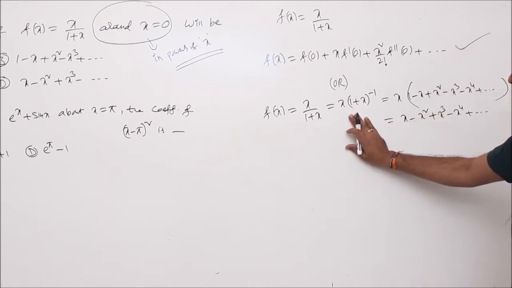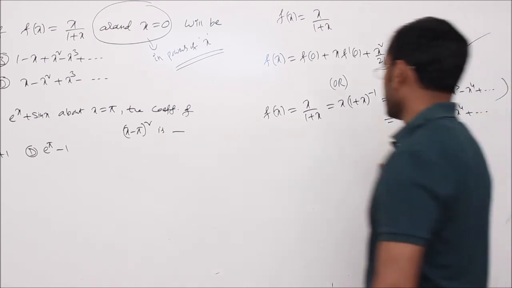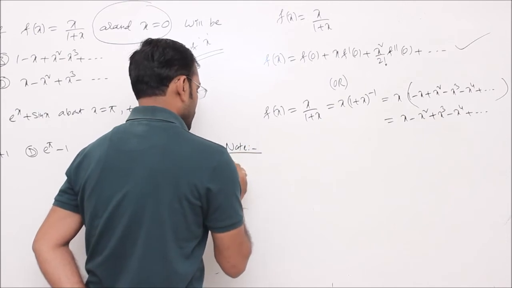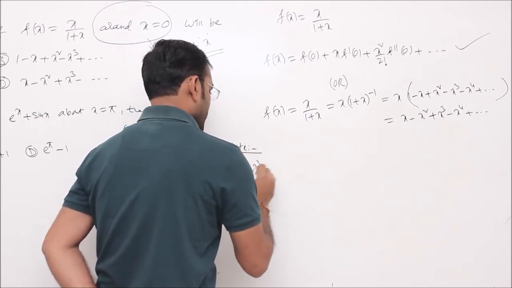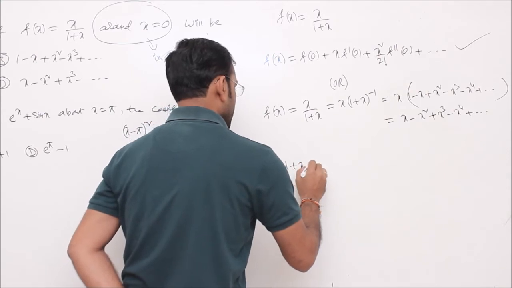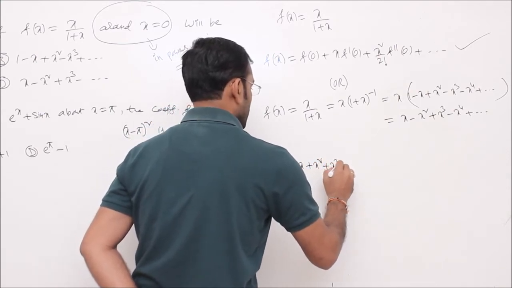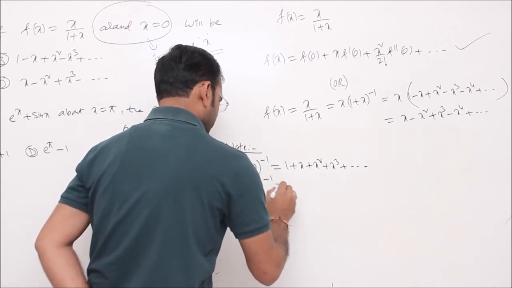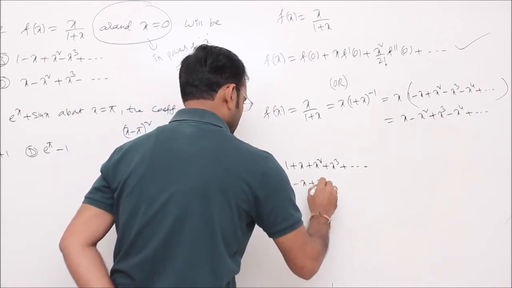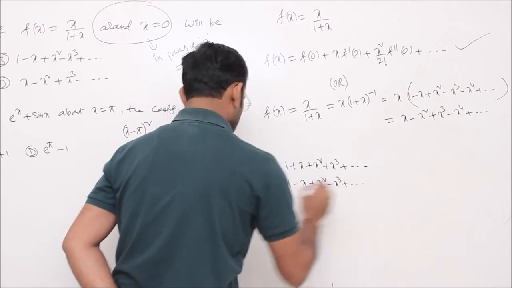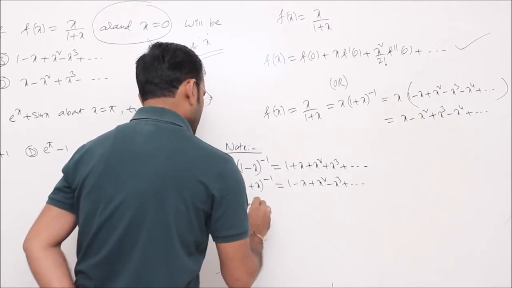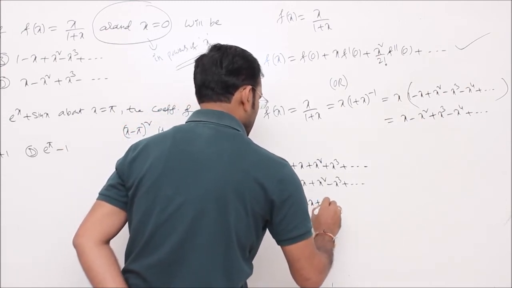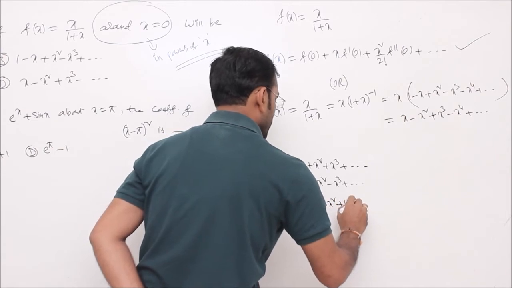To apply this method, we should know some standard expansions again. Here we'll make a note. We have (1 minus x) whole power minus 1, whose expansion is 1 plus x plus x square plus x cube plus and so on. (1 plus x) whole power minus 1 is 1 minus x plus x square minus x cube plus and so on. (1 minus x) whole power minus 2 has the expansion 1 plus 2x plus 3x square plus 4x cube plus and so on.